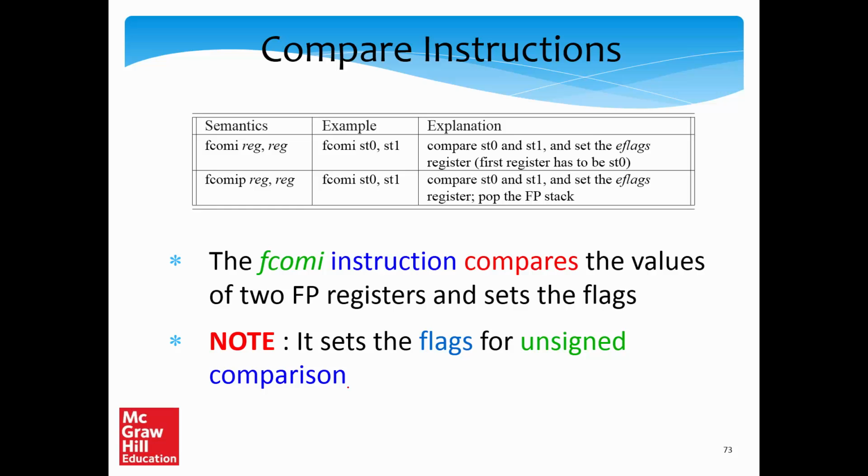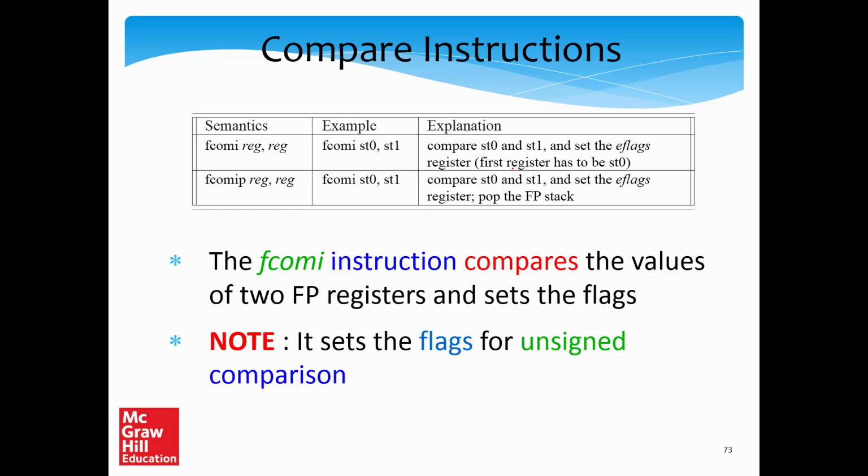Alright, so now let's take a look at comparing floating point numbers. That's important because a lot of code has branches that depend on the results of comparison. So compare also has two simple variants. The first variant is FCOMI. Here we compare two registers, let's say ST0 and ST1, and we set the flags register appropriately. The caveat in most variants of the x86 instruction set is that the first register has to be ST0.